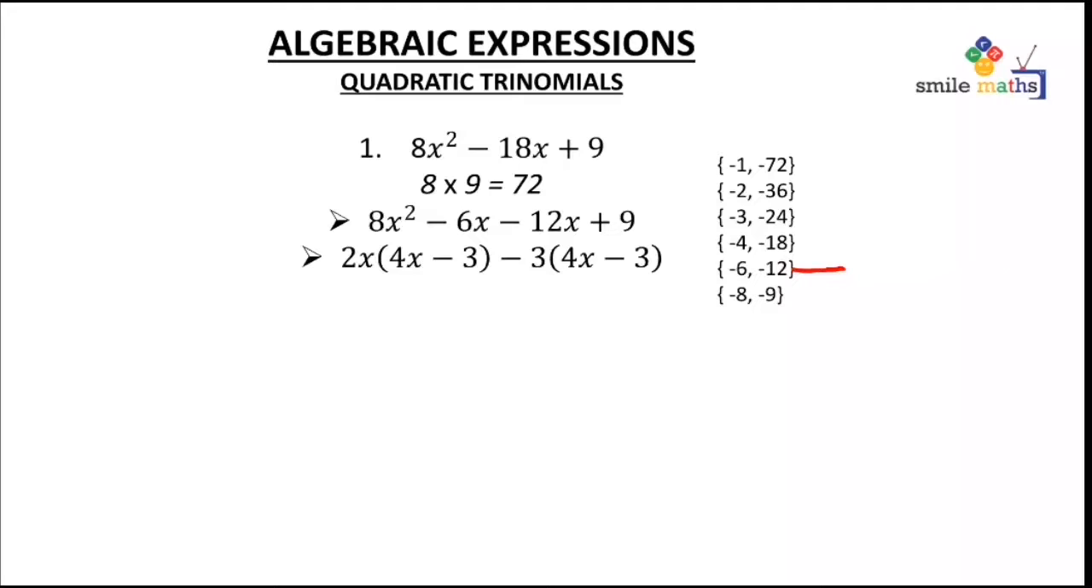So the brackets are the same. We pick one of the brackets, then we also write the coefficients of the brackets in another bracket. So it gives us 2x minus 3 in a bracket multiplied by 4x minus 3.